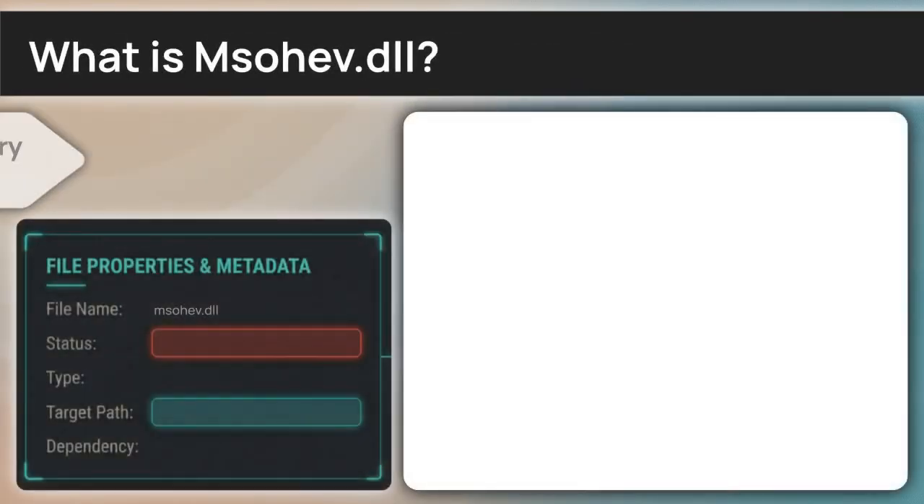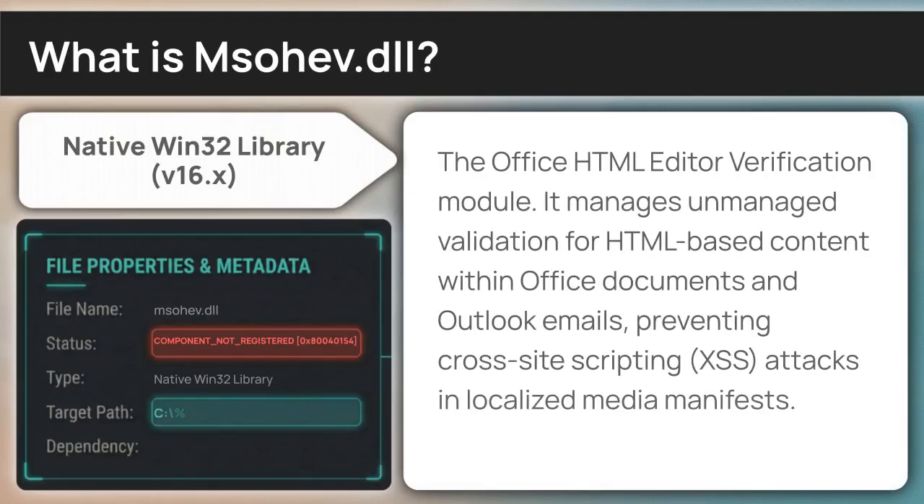This is the Msohev Library, the Office HTML Editor Verification module. It manages unmanaged validation for HTML-based content within Office documents and Outlook emails, preventing cross-site scripting XSS attacks in localized media manifests. Let's get to work.